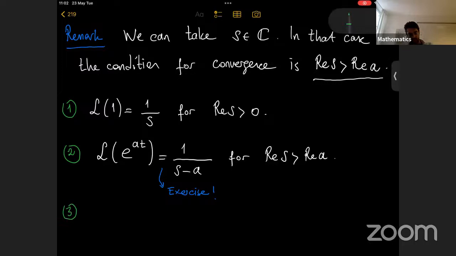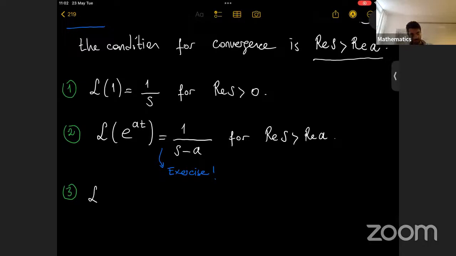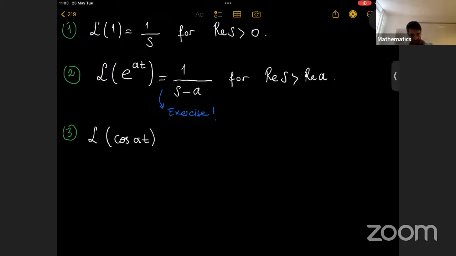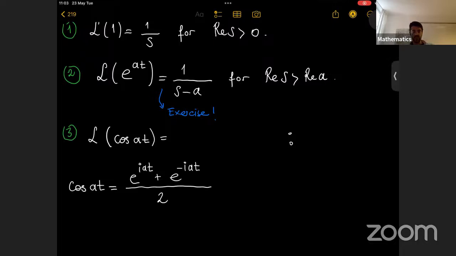Next one, the Laplace transform of cosine at. Well, what is this? Maybe let's do it here. Then we will write the formula. You can do this directly with the formula, or a better way, we can do the following. Cosine at, you can write this as e to the iat plus e to the minus iat over 2, okay? e to the iat is cosine at plus i times sine at, then the imaginary parts will vanish and you will get this, right?